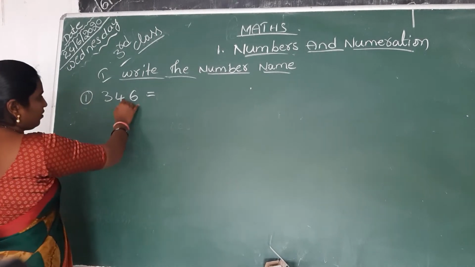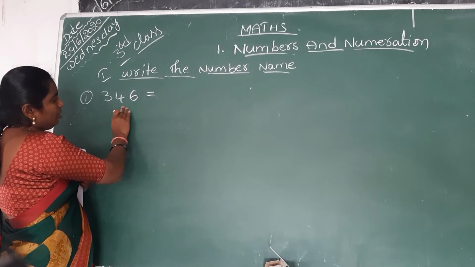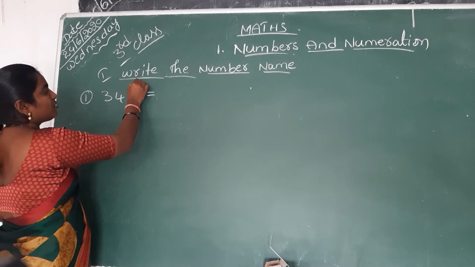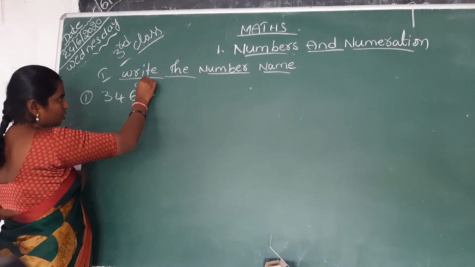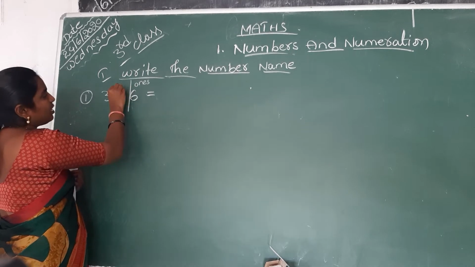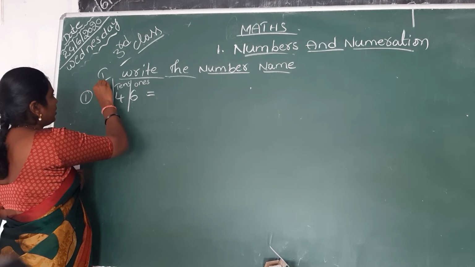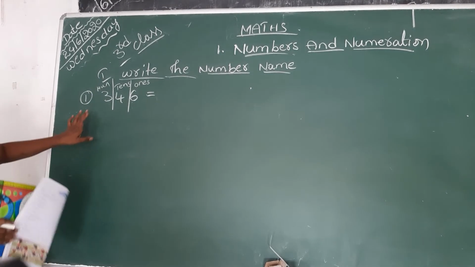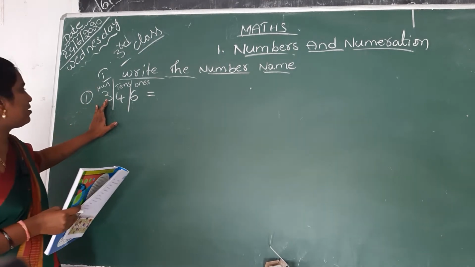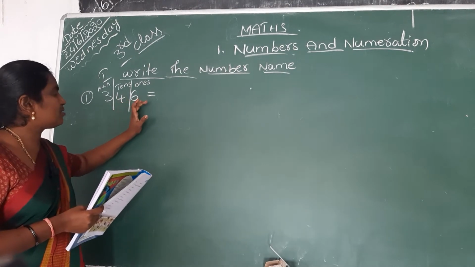See here, given first number 346. You have to read this number, then only you will get the number name. First, starting place value is 1's. Next after 1's, 10's. Next after 10's, 100's. So 3 is in which place? 100's place. So we have to read the 3 as 300. Next 4 is in 10's place, 40. 6 is in 1's place, 6.